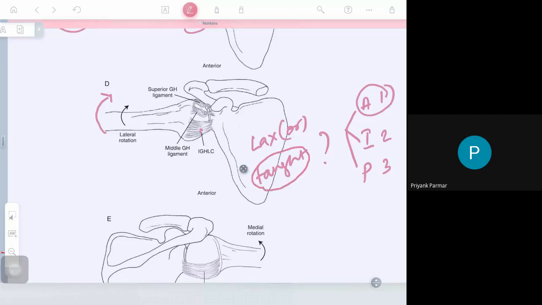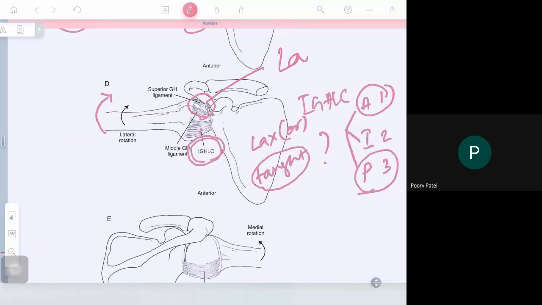Okay. Now second question. What will happen to this posterior ligament? Sir, lax. Yes, the posterior ligament will become... we are talking only about this ligament, the inferior glenohumeral ligament complex. These two will already be lax because it is 90 degrees abducted. We are studying only this ligament.